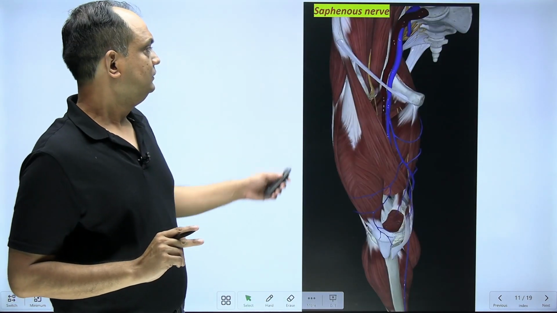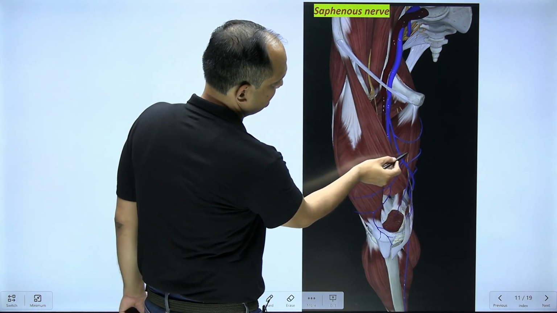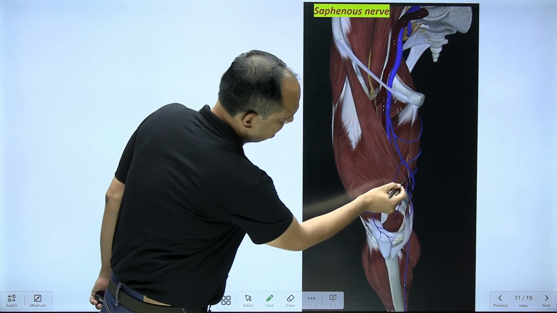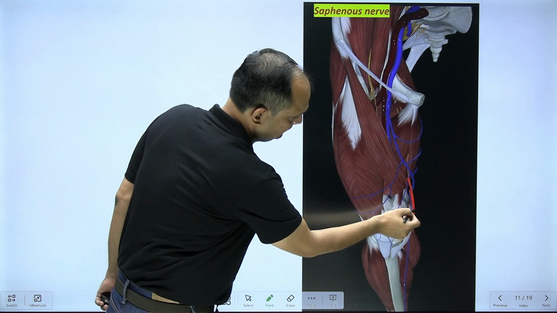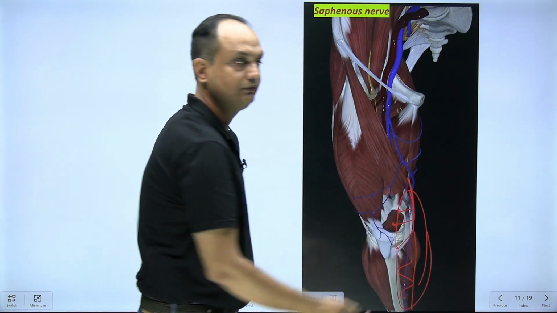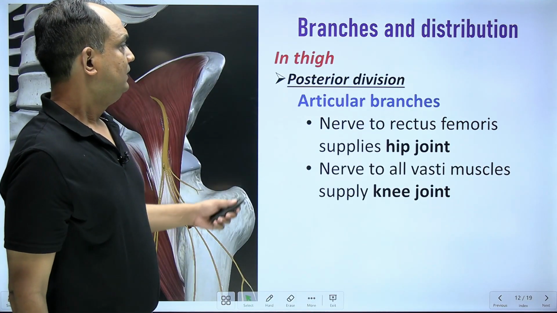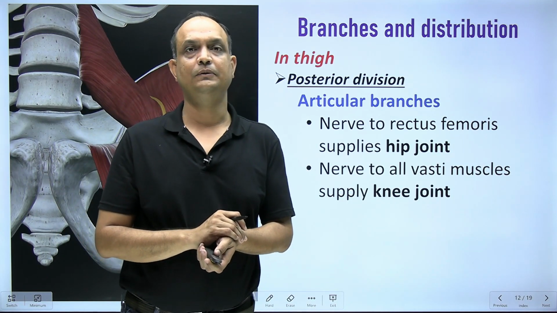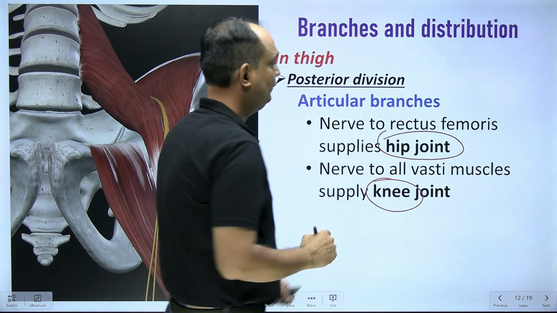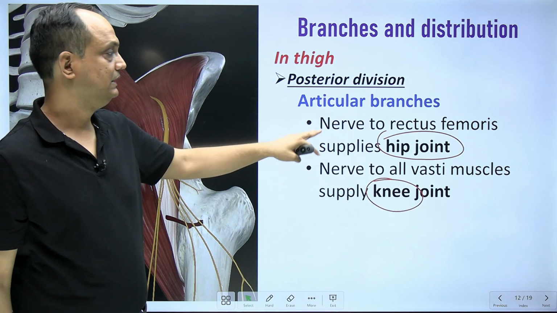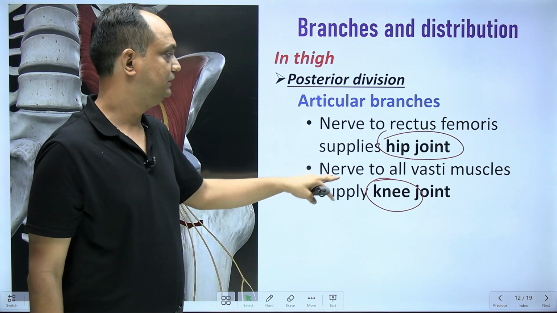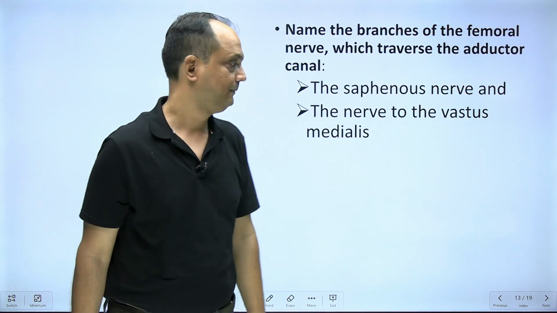Clear? So here, if you see, this is your saphenous nerve, and it is going down from this point. This is the area from where the saphenous nerve will start to supply, and it will go down and supply this whole skin of your medial aspect. Now there is a third set of branches from the posterior division. As I already told you, it supplies the joints, so it supplies the hip joint and knee joint. For the hip joint, you will have the nerve to rectus femoris, and all the nerves to the vasti also supply the knee joint.